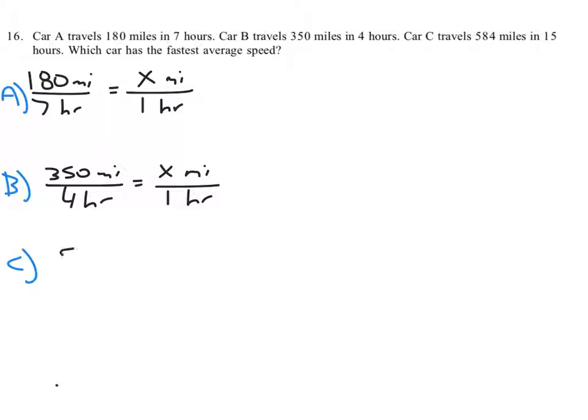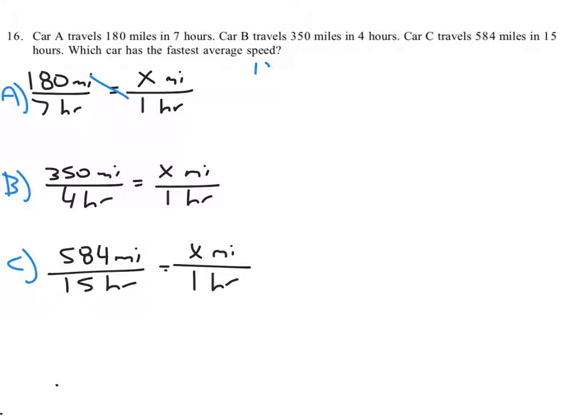Car C is traveling 584 miles every 15 hours, or in 15 hours. So how many miles is that for every 1 hour? Because these are going to be our rates of speed, our average speed. And when we find that out, we can tell who's going fastest. So let's do this multiplication.